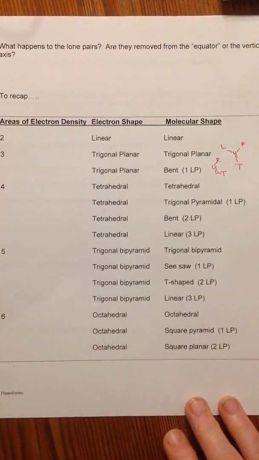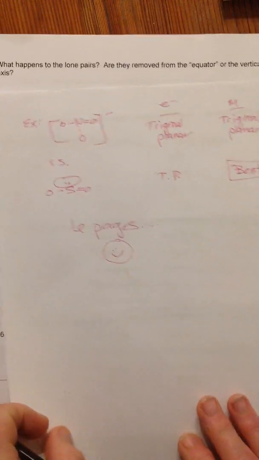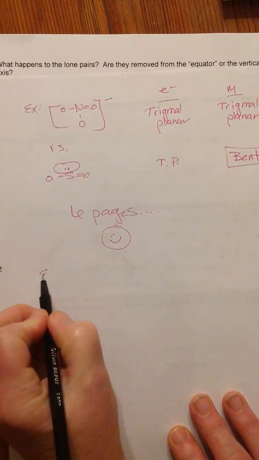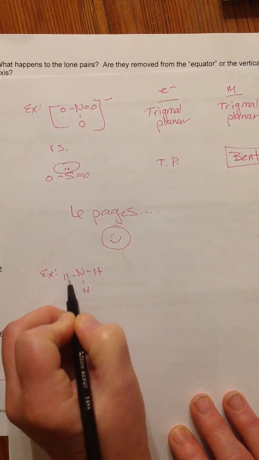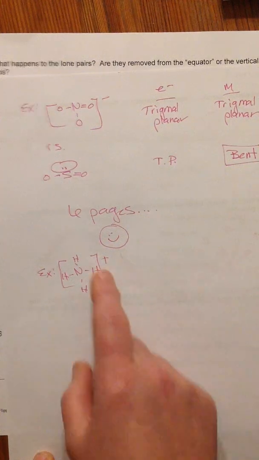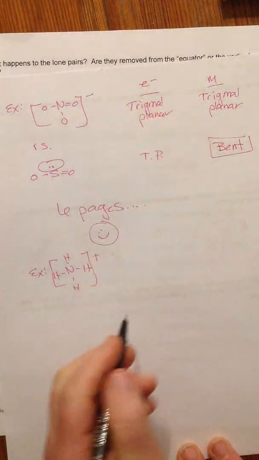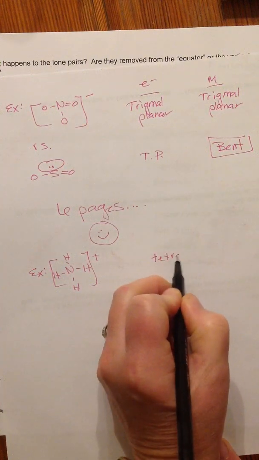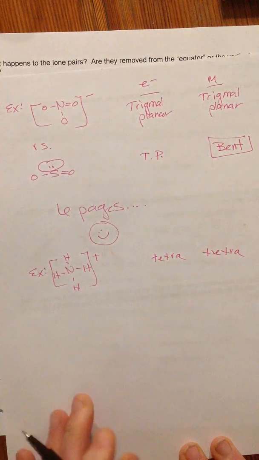So some classic examples of that are NH4 plus, 1, 2, 3, 4 areas of electron density. The electron geometry will be tetrahedral. Molecular geometry will also be tetrahedral. There's no lone pairs.